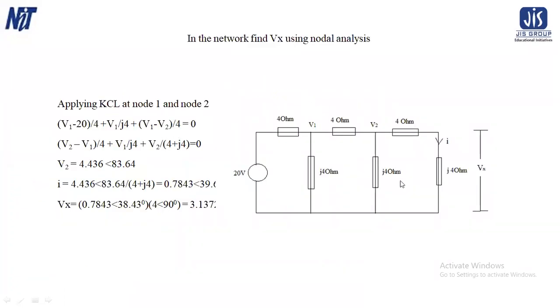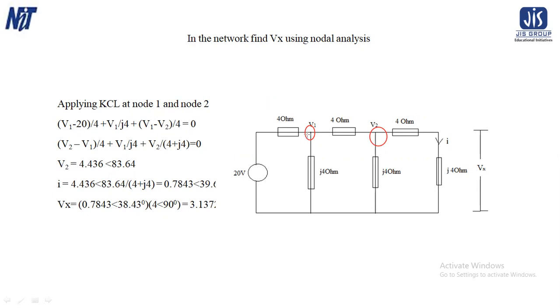A problem is given in the network: find Vx using nodal analysis. Applying KCL at node 1 and 2. This is the first node, V1, and the second node is V2. V1 minus 20 is the voltage difference. So we have to find the current of each branch. V1 minus V2 by the resistance 4 is the current.